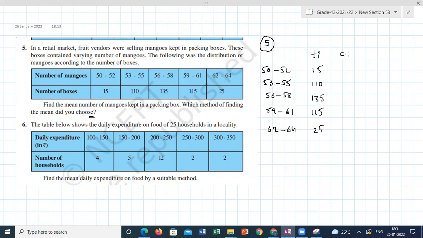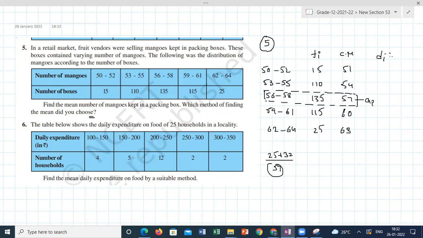So for the assumed mean method, we need the class mark. Class mark is (50 plus 52) by 2, that is 51; 53 plus 55, that is 54; 57; 60; 63. Sorry guys, 3 is the difference. So the highest frequency is 135 and the class mark there is 57. I am assuming this is the assumed mean, so this is my a.